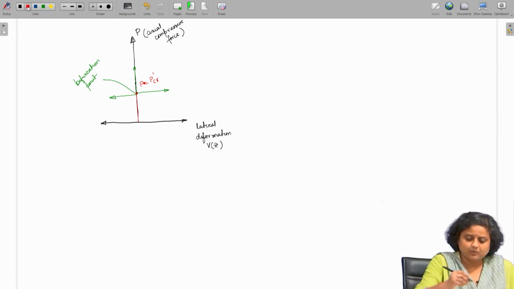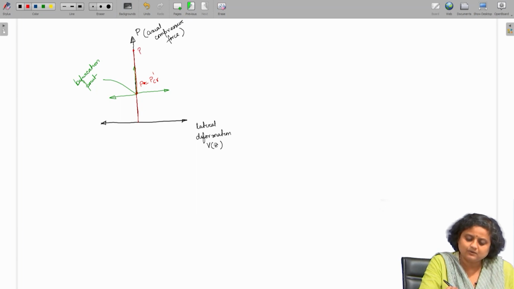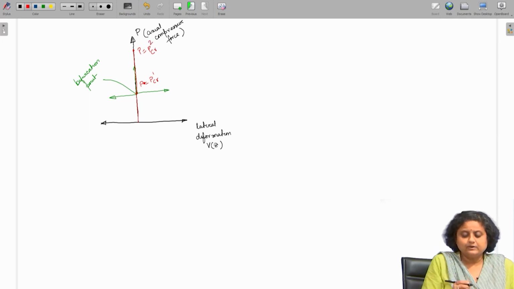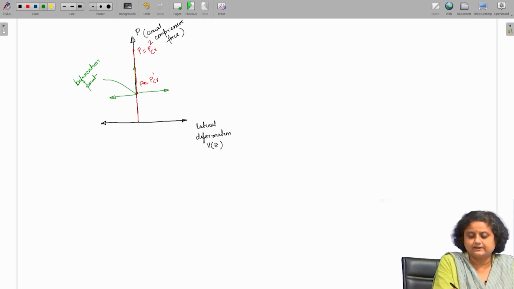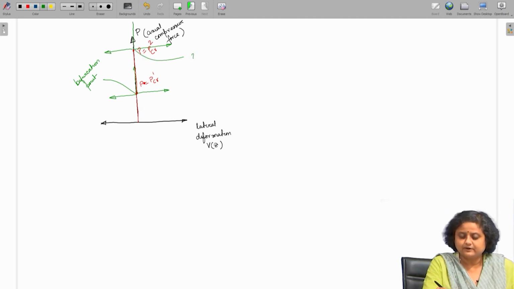Now, from this point, again if we keep on increasing the load, we will reach another point which will be equal to the second critical load, which is P critical 2. Now, here again three things can happen. The column can deform in the right direction, the column can deform in the left direction, or the column may not deform at all. So, this is the second bifurcation point.